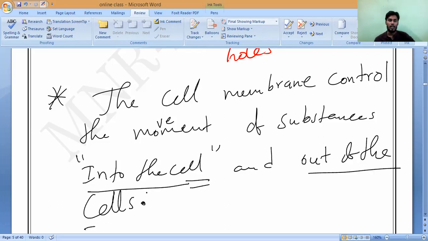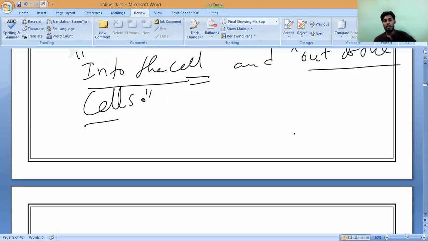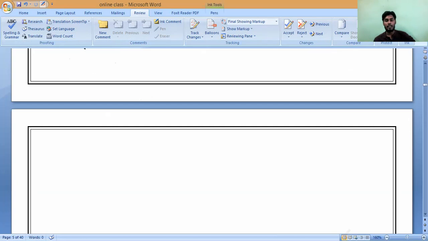These two words you have to highlight: into the cell and out of the cell. Let us take what kind of substances. For example, the dissolved substances, like digested food. Food contains what? Digested food, also oxygen, correct or not?